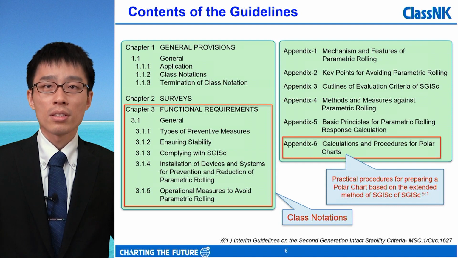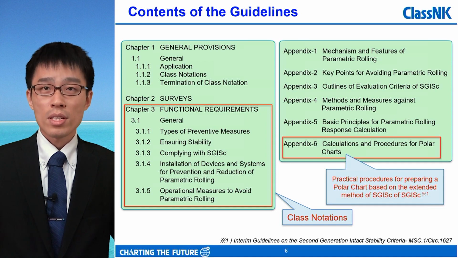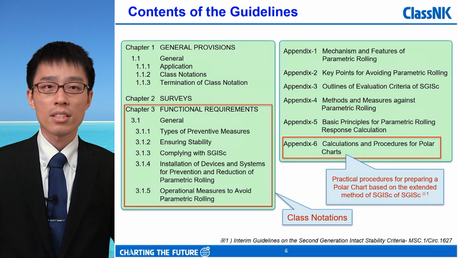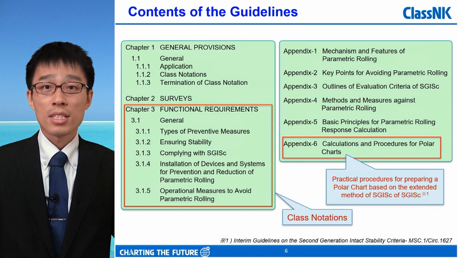This slide shows outlines of the guidelines. Functional requirements in Chapter 3 specify class notations according to various preventive measures such as anti-rolling device and operational guidance, including polar chart. A detailed technical background of parametric rolling is provided in the appendix of the guidelines. Especially Appendix 6 presents the practical procedure for preparing a polar chart based on the extended method of SGISC, proposed by Professor Umeda, who is a leading expert in the field of stability.